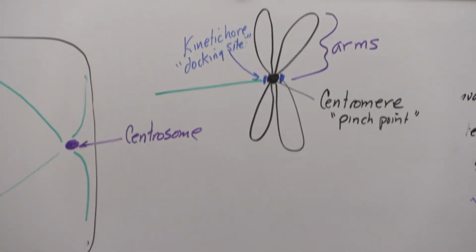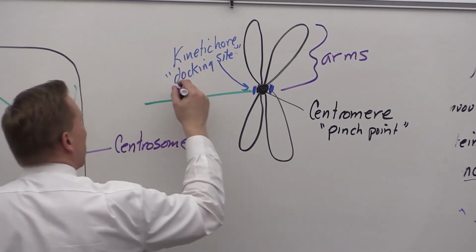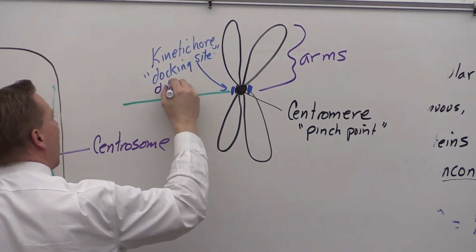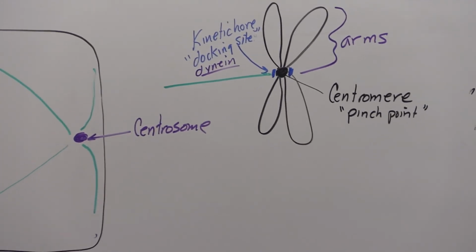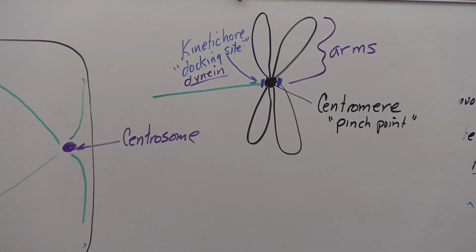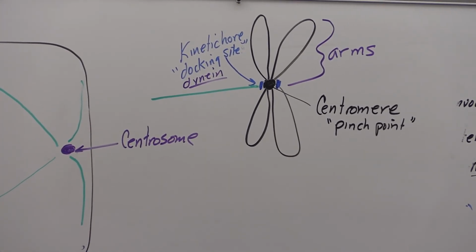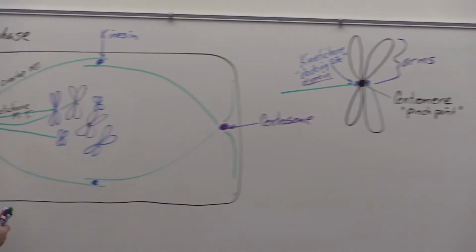There is one more significant thing. These kinetochores also have a dynein motor inside of them. That's one of the proteins contained in the kinetochores is a dynein motor. And that's going to come up in a second. So just remember we have a dynein motor in there.